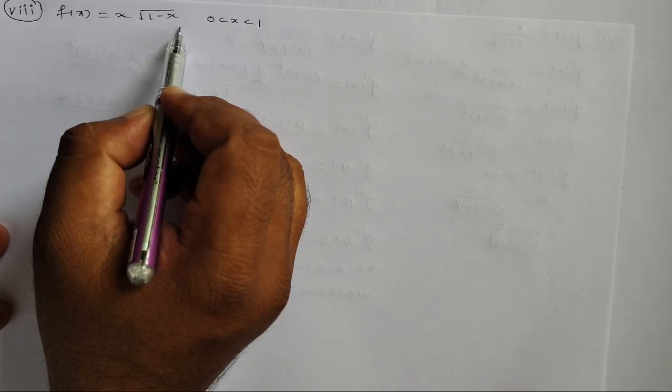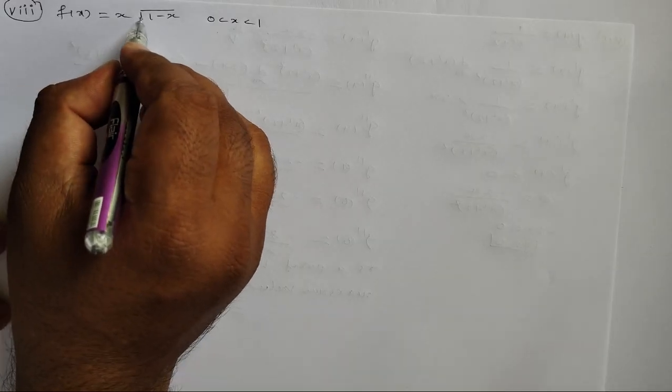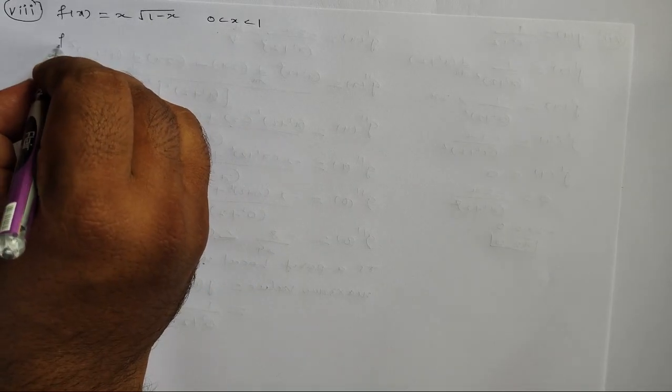Okay, next, last one: f of x is equal to x into root 1 minus x, where x is greater than 0 and less than 1. So first, take the derivative of this one. Here we use the u into v formula. So what is f dash of x?